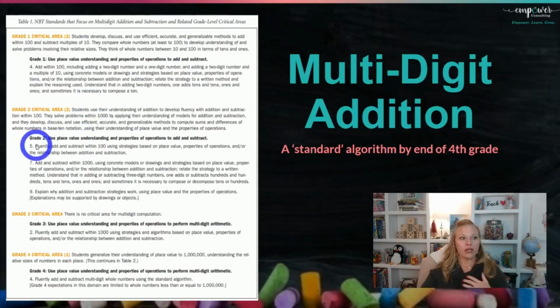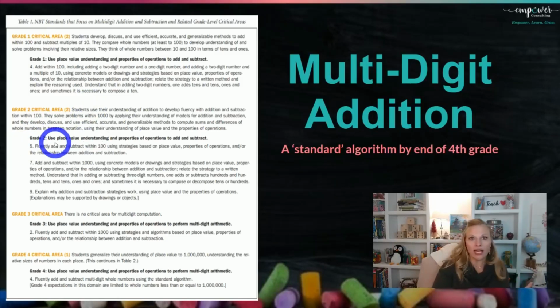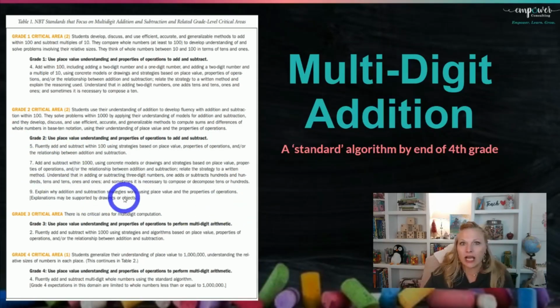Okay, so now we go to grade 2. Grade 2 is the same thing. We take what we did in grade 1 and now we add to it. We add 3-digit numbers now. We do proof drawings, secret code cards, concrete models. But if you read this carefully in the standard, nowhere does it say standard algorithm. Nowhere in here. We've just made that up.